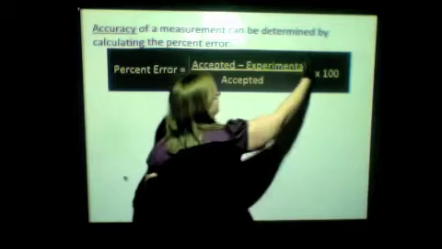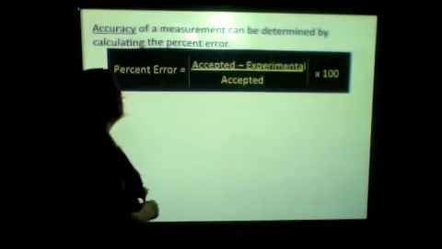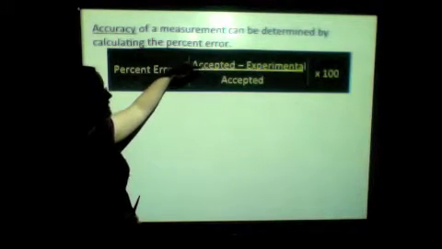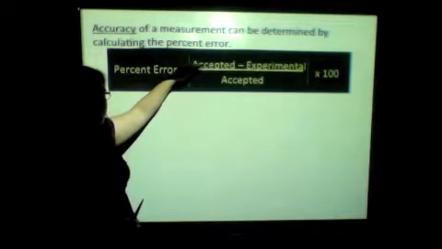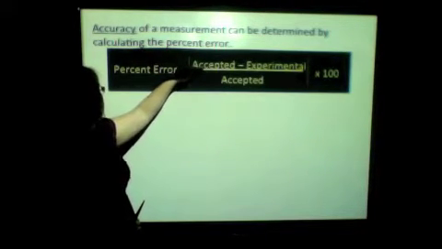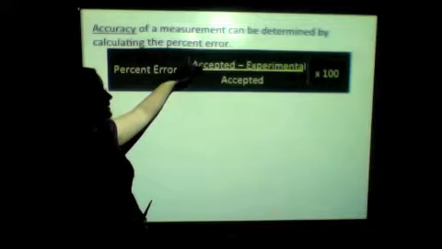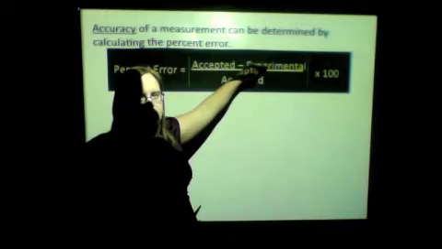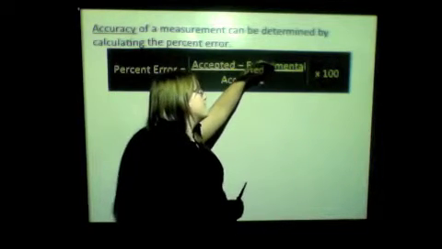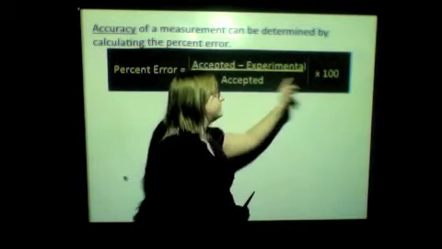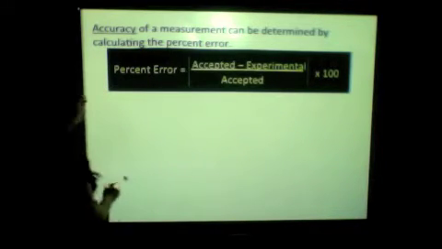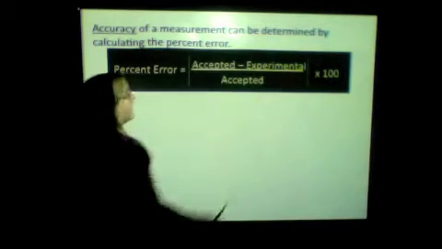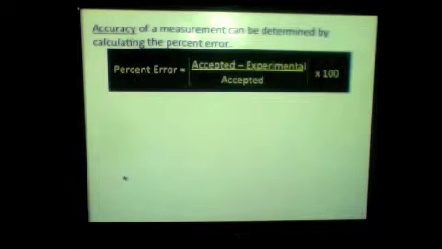So the accepted value is the one that's known in the books. It's the one that's in the reference table or in some sort of book somewhere. Scientists believe it to be true. The experimental is the one that you find during the experiment or somebody has found during the experiment. Now, since you have these absolute value signs, your answer should never be negative. There's no absolute value symbol on the calculator, so you just have to know that it's always going to be a positive answer.